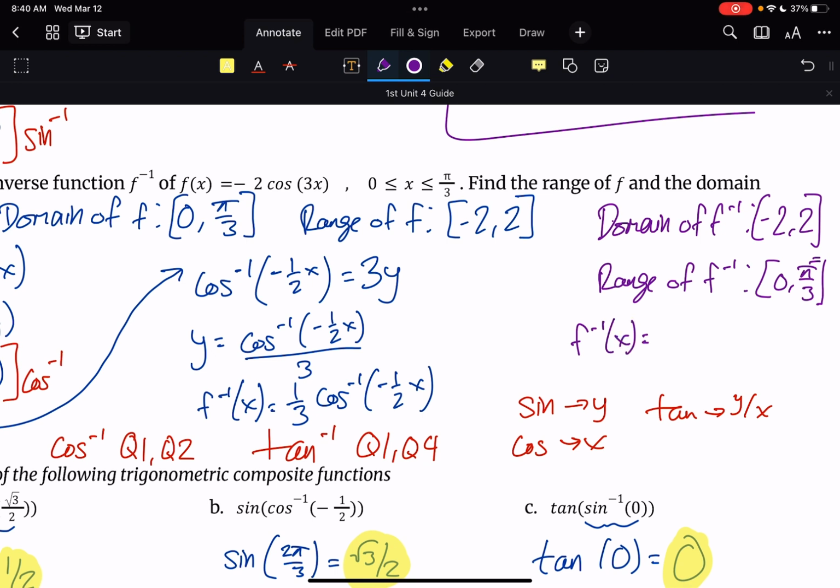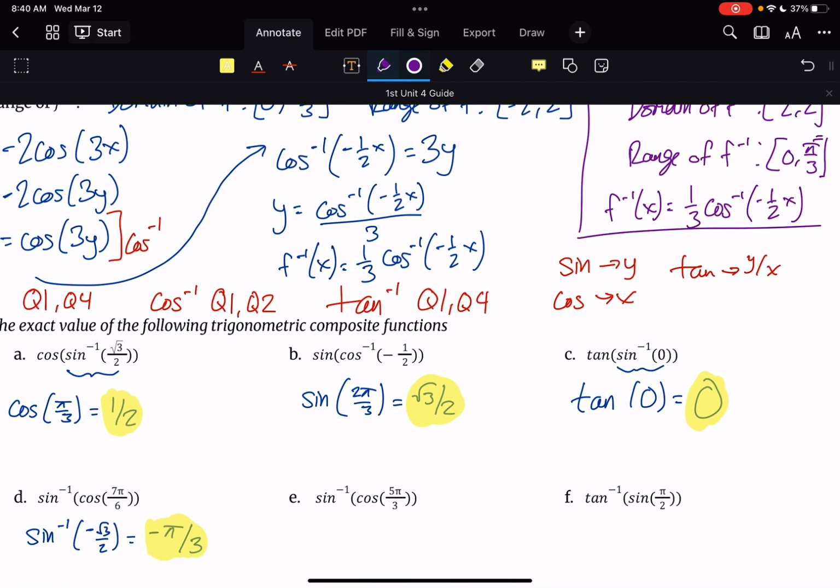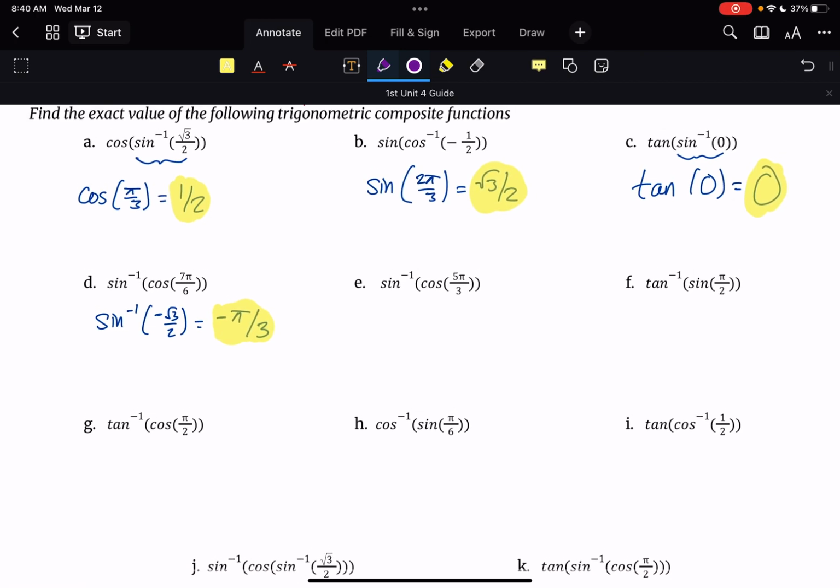Inverse is equal to 1/3 times the inverse cosine of negative 1/2 x. And there is all of my information. Okay, so we did 4 of these problems last class.